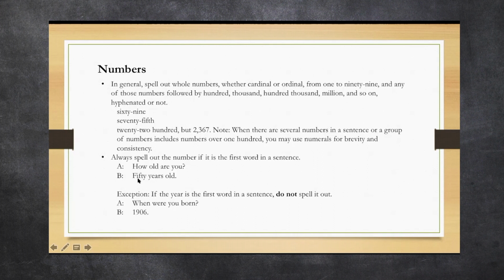So how old are you? Fifty. And the only time that you wouldn't write it out, like we've mentioned before, is if it's a date or if it's the first word of the sentence. But more often than not, you will be writing out the numbers like this. Unless it goes above 100, then you start to put it in numerical terms.